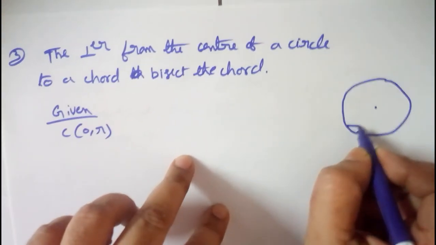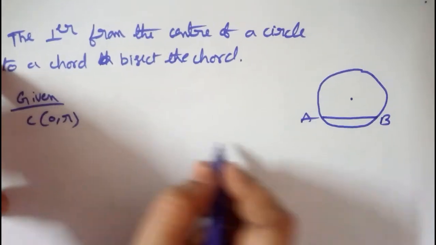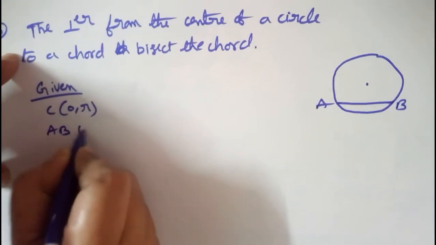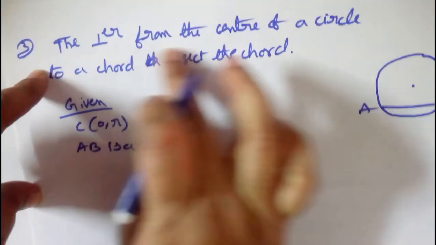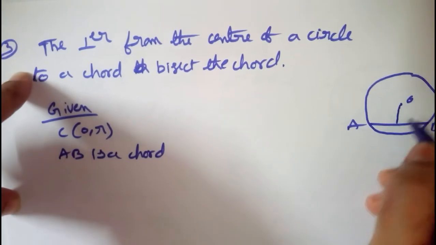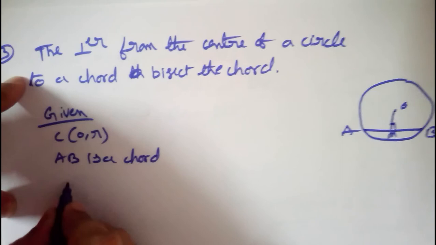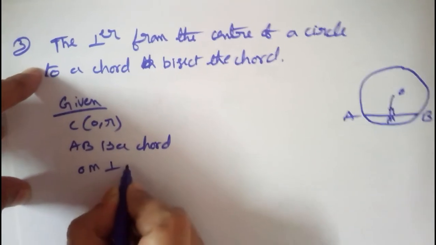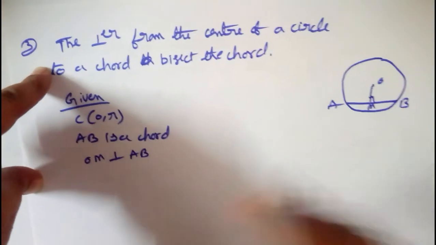Now draw a chord. This is a chord AB. The perpendicular from the center of the circle. So draw the perpendicular from the center to the chord. That is OM. OM is perpendicular to AB.